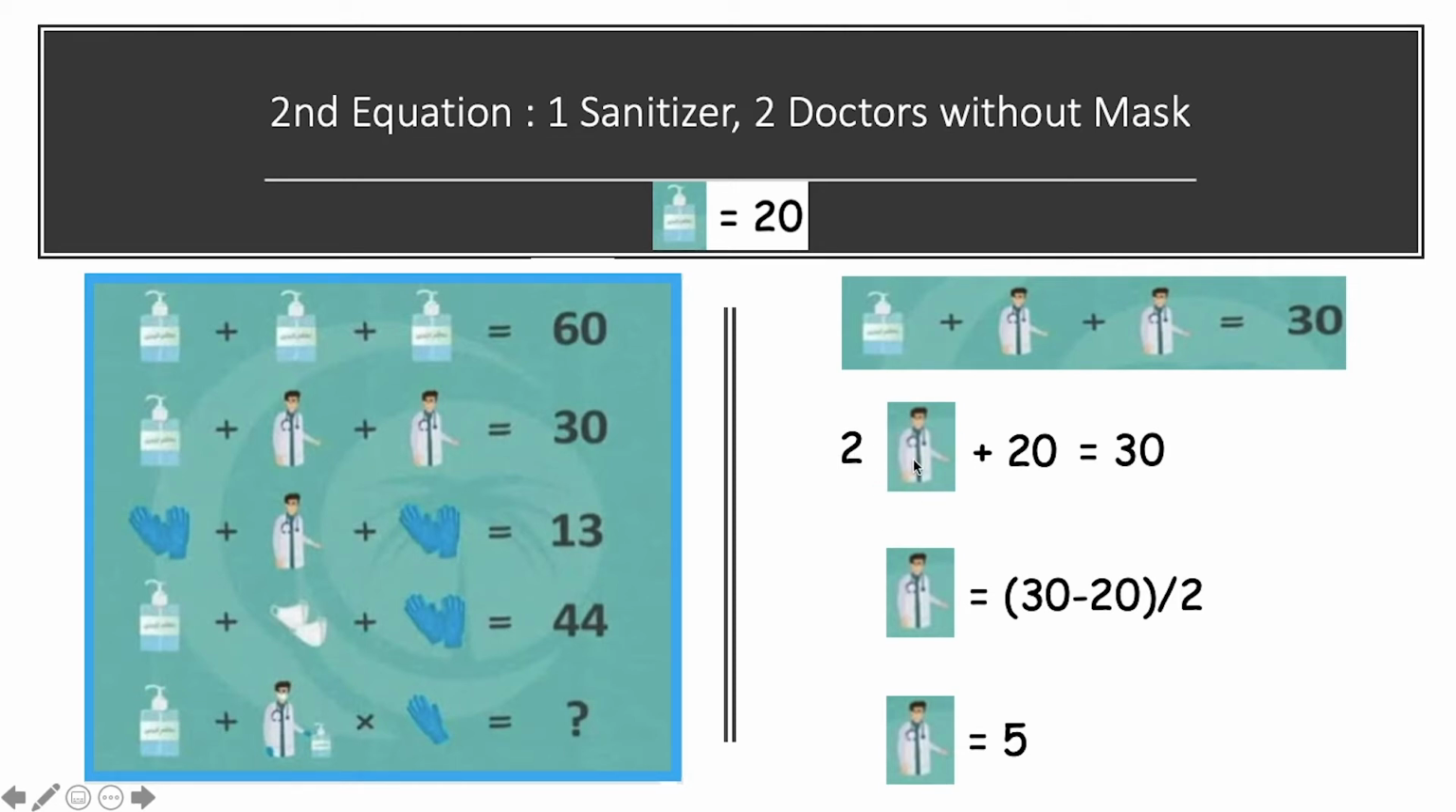So 2 into doctors without mask plus 20 is equal to 30. So doctor without mask will be 30 minus 20 divided by 2, that is 10 by 2, equal to 5. So this is the end of our second equation. By the end of second equation, we have two items' values, that is sanitizer is equal to 20 and doctor without mask is equal to 5.